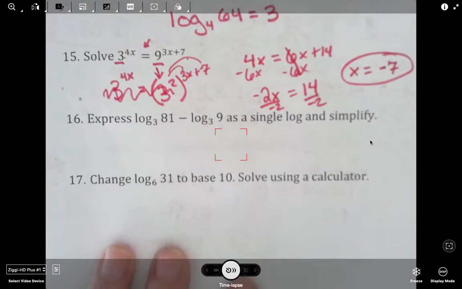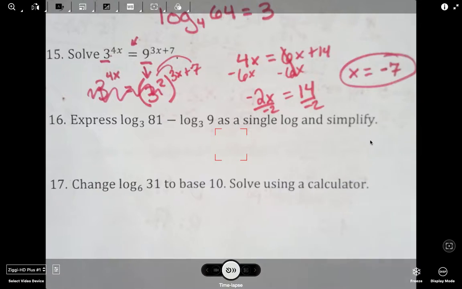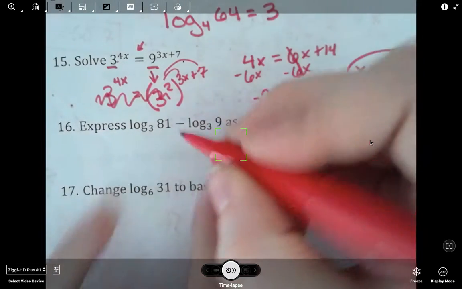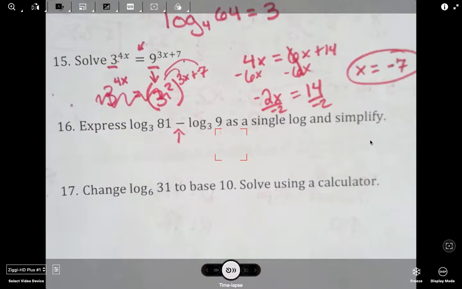Number 16. Express that as a single log. Okay, there are two logs there, these two. And what's separating them? Subtraction. What does subtract mean in log world?